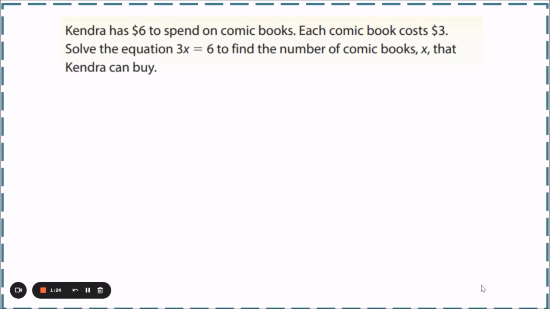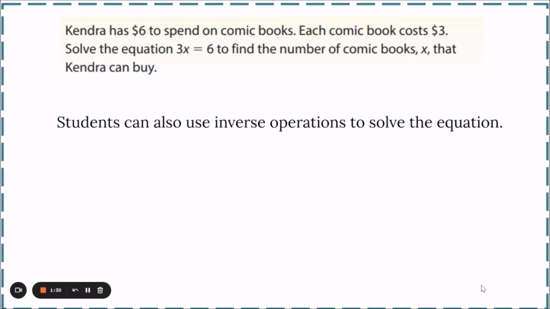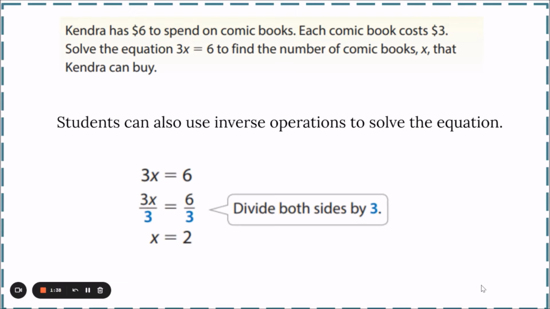Students can also use another strategy to solve the same equation about Kendra and the comic books. Students can use inverse operations to solve the equation. Inverse operations is using the opposite operation in order to solve for the missing variable.